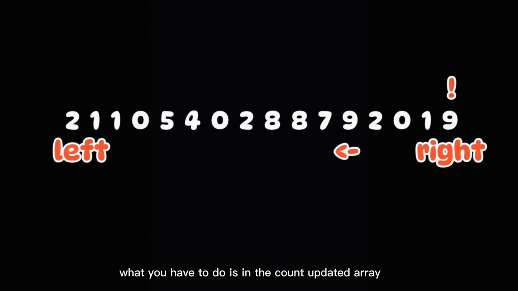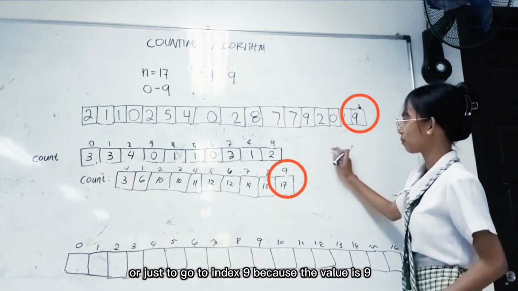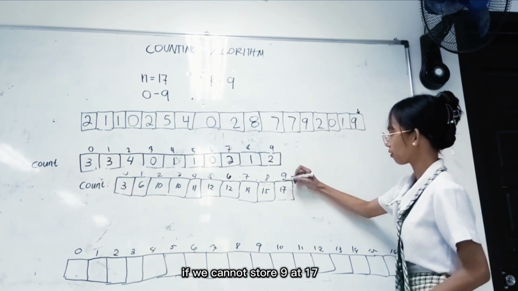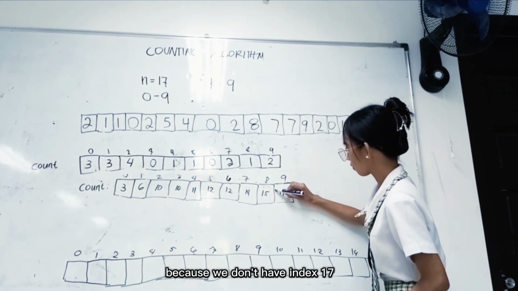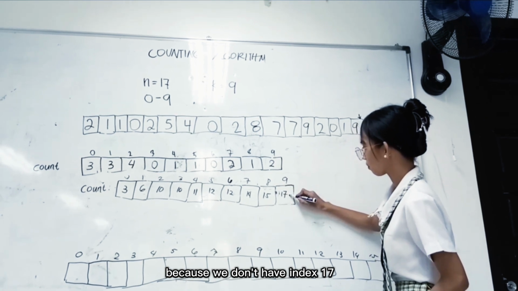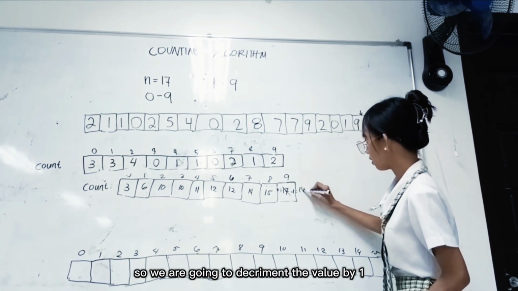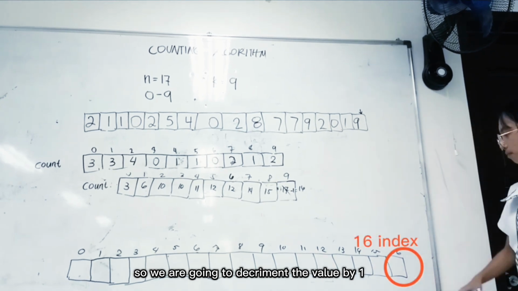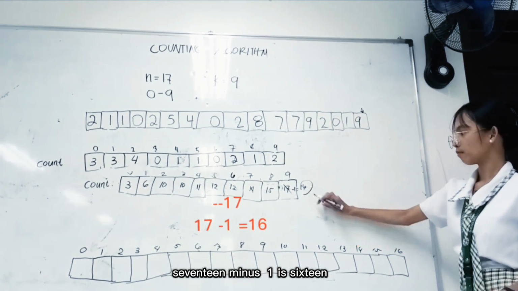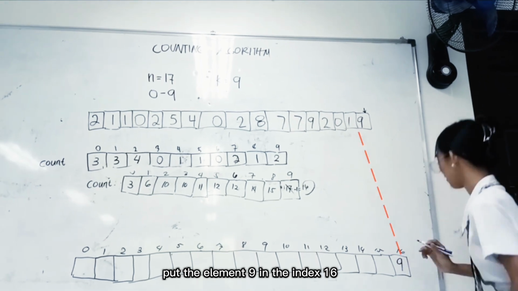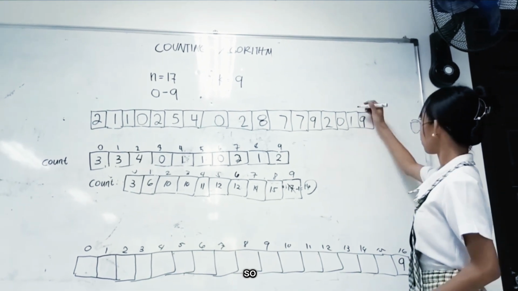What you have to do is, in the updated count array, go to index 9 because the value is 9. But we cannot store 9 at 17 because we don't have index 17. So we are working with indexes, so we are going to decrement the value by 1. 17 minus 1 is 16. So put the element 9 at index 16.